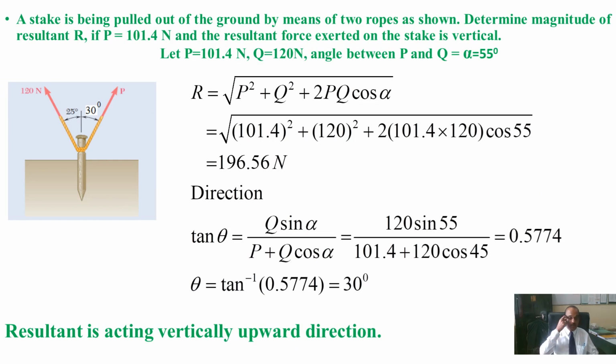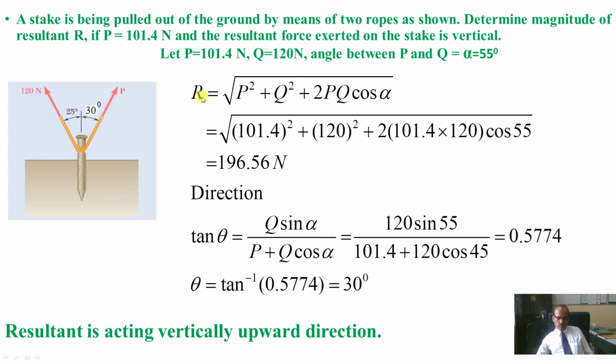The next example: a stake is being pulled out of the ground by means of two ropes as shown. Determine the magnitude of the resultant R if P is 101.4 Newton and the resultant force exerted on the stake is vertical. So this is 120 and this is given 101.4 Newton. This angle is 30, this angle is 25. So the total angle, how much does it come? 55. Alpha comes to 55.